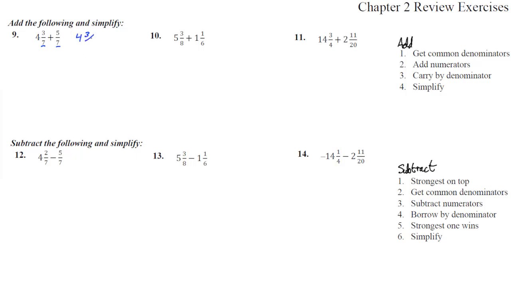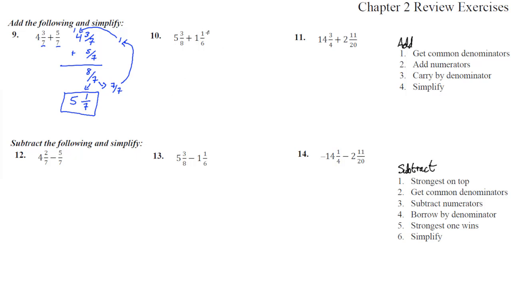4 3/7 plus 5/7. Okay, so we add the numerators, 3 plus 5, that's 8/7. Now, carry by the denominator. Remember, that means that 7 of these 7ths head off over here, which is a 1, which is added to the next column. So we're left with 1/7 left over. Good. And that 1 carried, 1 plus 4 is 5. 5 1/7. Good.